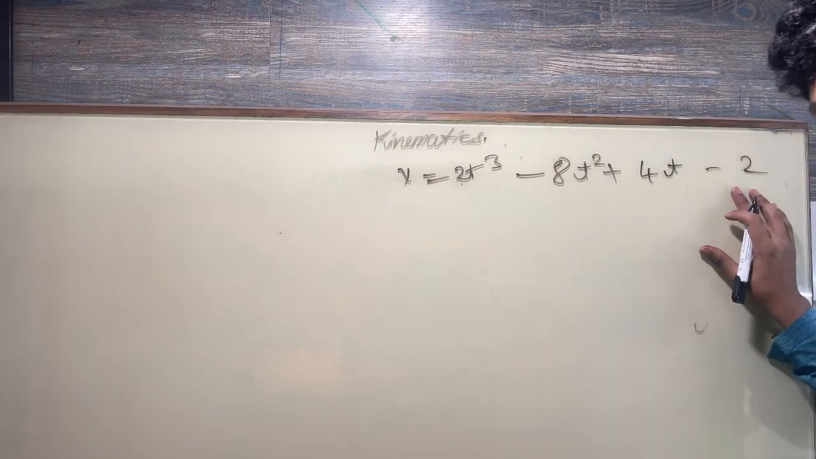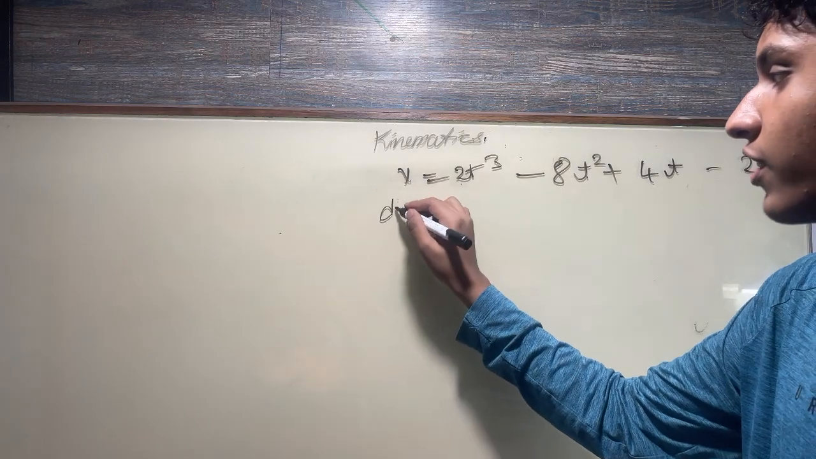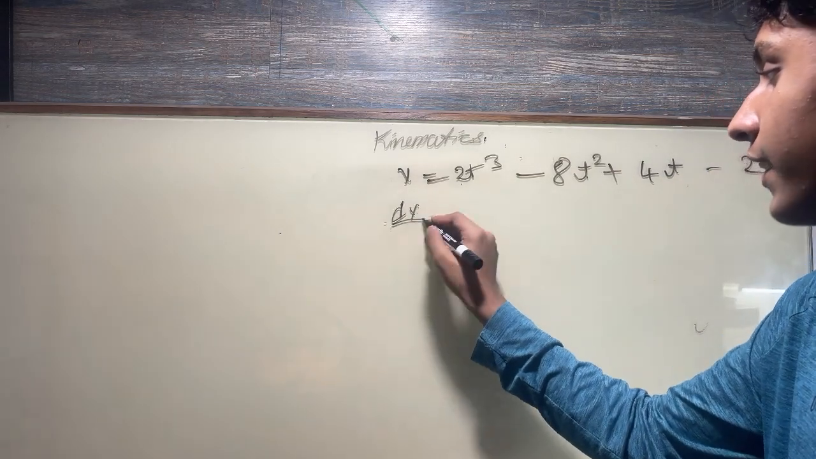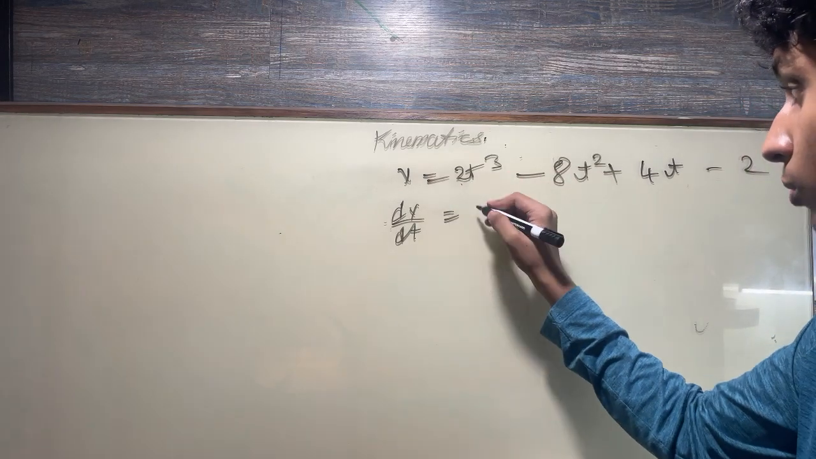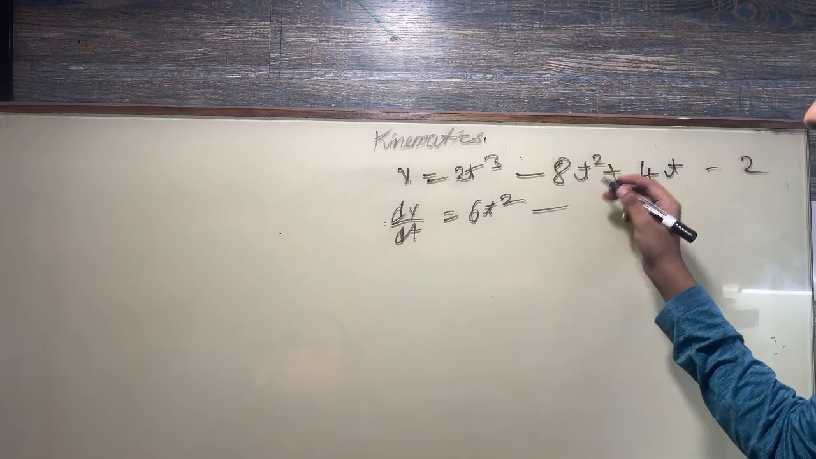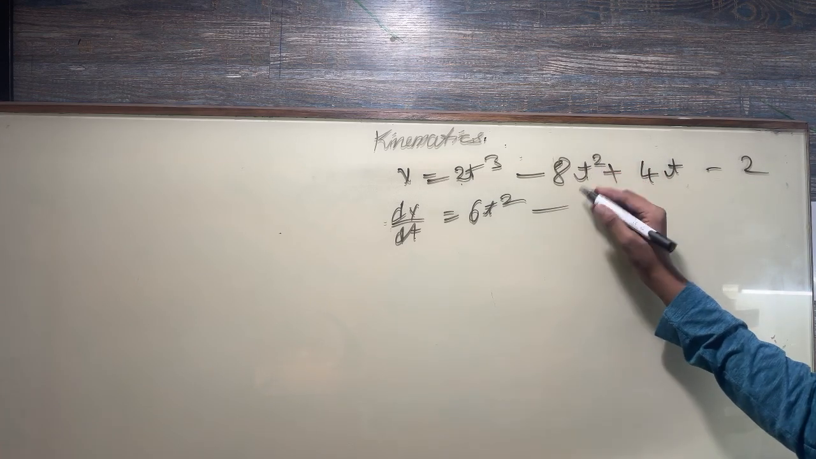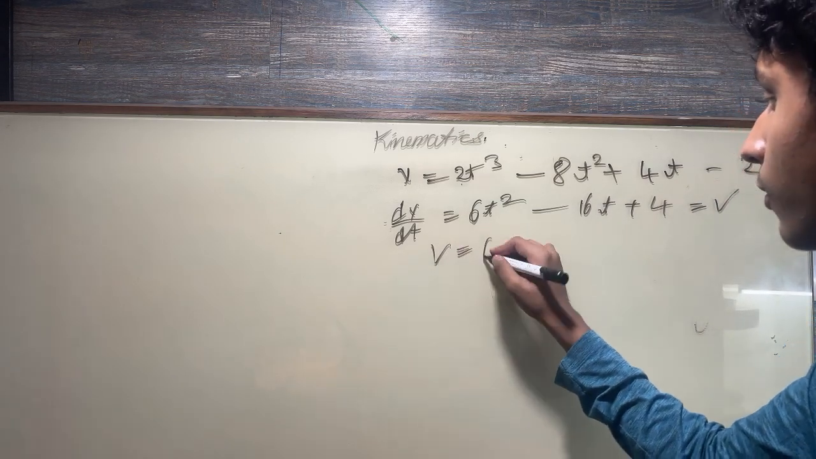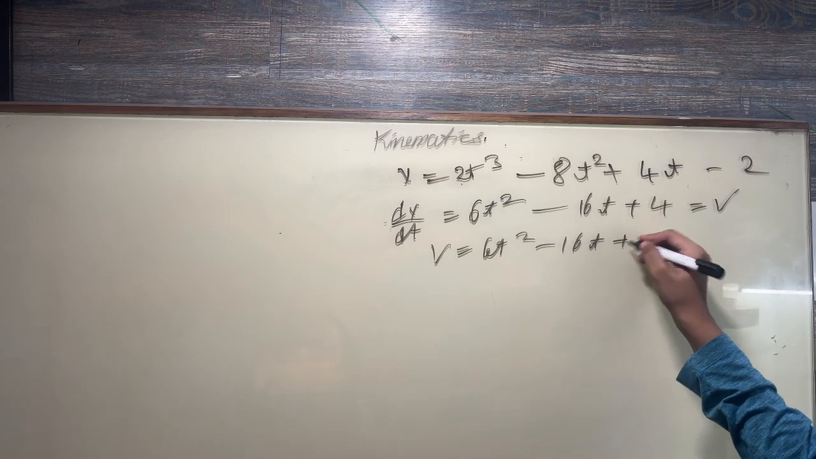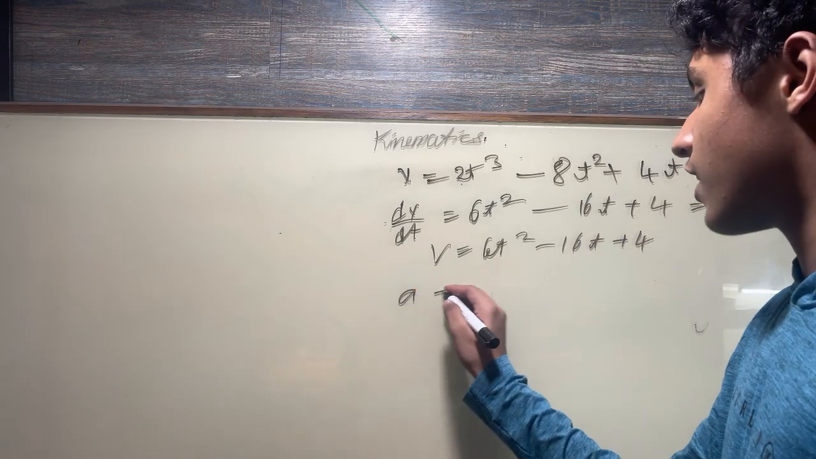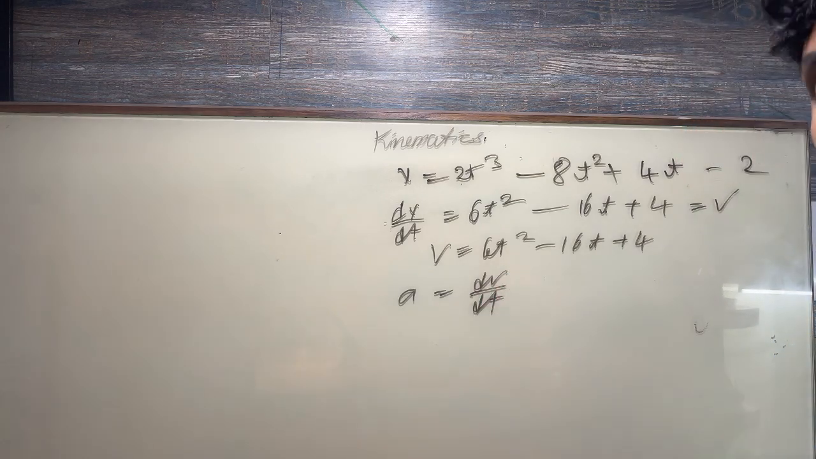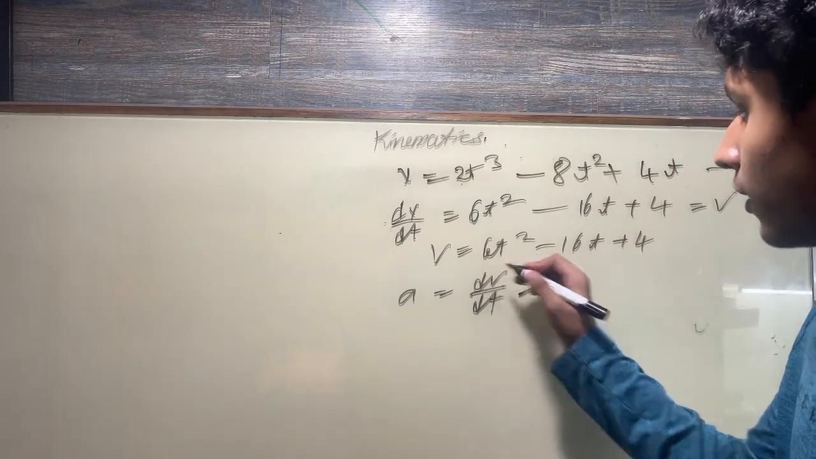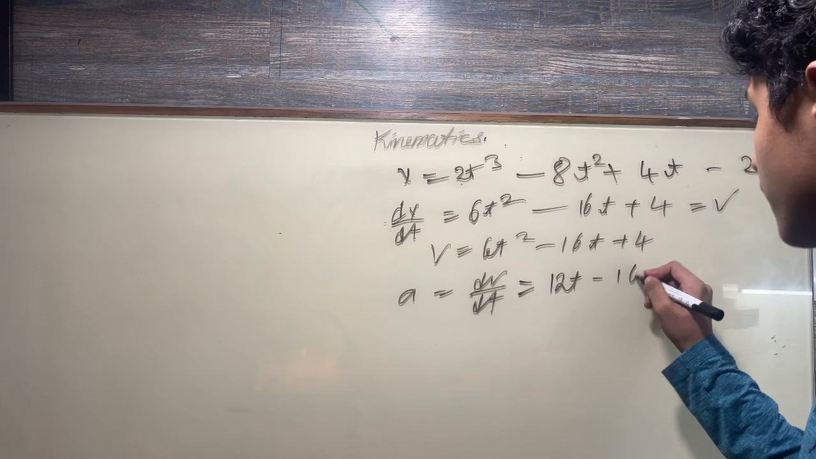So how do we go about this problem? We differentiate x: dx by dt is equal to velocity, which will be equal to differentiation of this whole expression. So we'll get 6t square minus 8 into 2, 16t, plus 4, which is equal to velocity. So now we have velocity is equal to 6t square minus 16t plus 4. Now our acceleration will be dv by dt. As we learned from our last question, it's a very straightforward question, so I'm just going about it pretty quickly. So this will become 12t minus 16.